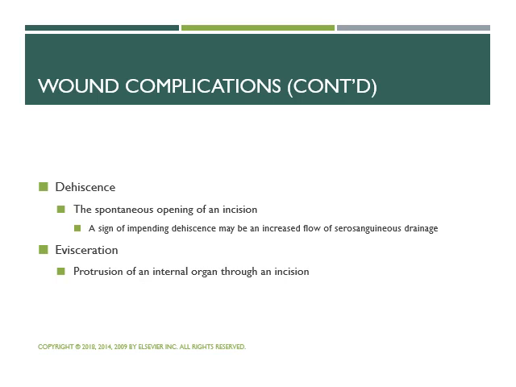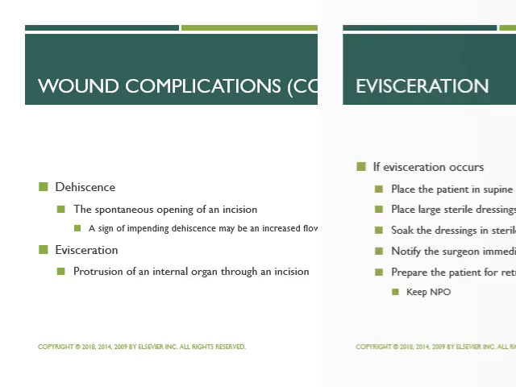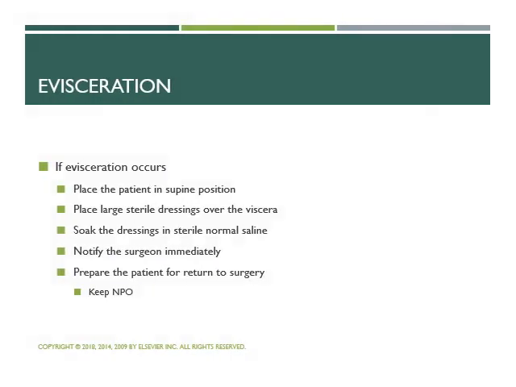Lastly, another complication associated with wounds is evisceration. Evisceration is protrusion of an internal organ through an incision. If evisceration occurs, do the following. Place your patient in supine position. Place large sterile dressings which are soaked in sterile normal saline over the viscera. Notify the surgeon immediately and keep the patient NPO as they will return to the OR.